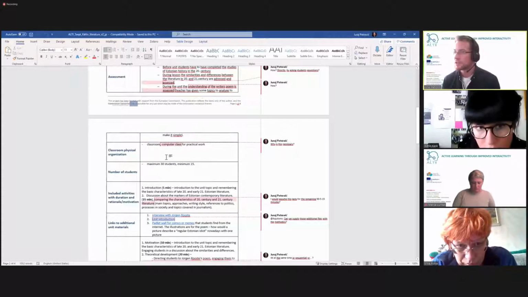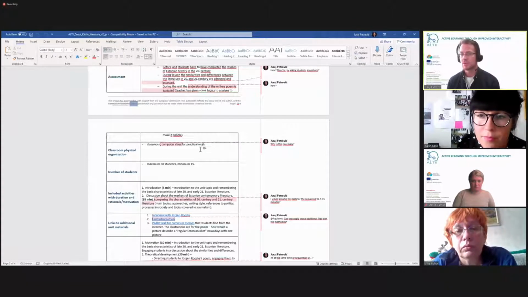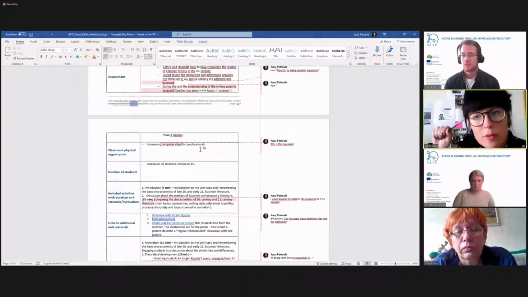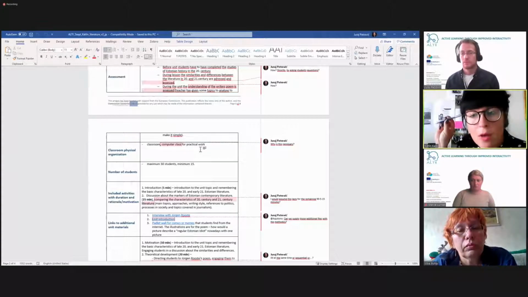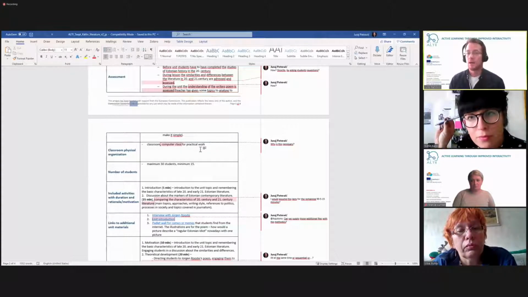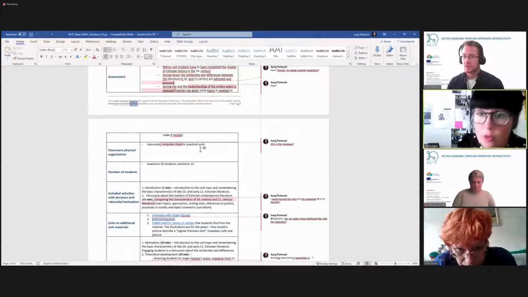Then in the classroom physical organization, you said computer class for practical work. Does this mean you have to have a computer for every 2 students or for every student? Okay, that is a good question, because when we use the Padlet wall, then when they analyze the poem, each student should have their own computer to work with, because they all have their individual walls. Okay, can you just add that here, and then is it possible for them to work on their cell phones? Or of course, okay.